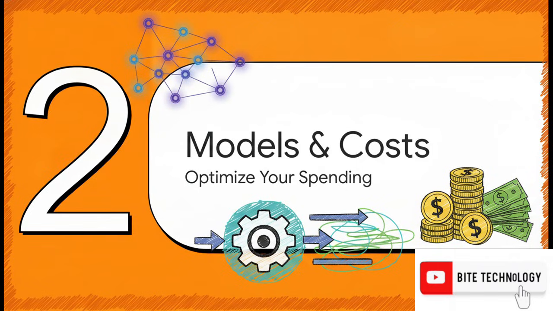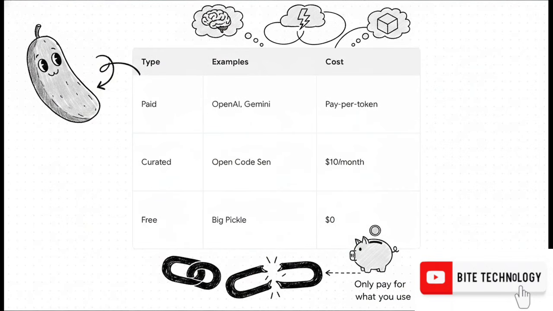Moving right along to part 2, models and cost reduction. Let's explore the actual engine of the system, the AI models you can plug into it. When it comes to your model options, OpenCode is brilliant because it provides a free rotating model right out of the gate, like the Big Pickle model. This means you can literally start for $0, no catch. But when you inevitably want more power, you can just effortlessly plug in standard paid API keys from OpenAI, Anthropic, or Gemini. You're never locked in and you only ever pay for exactly what you use.